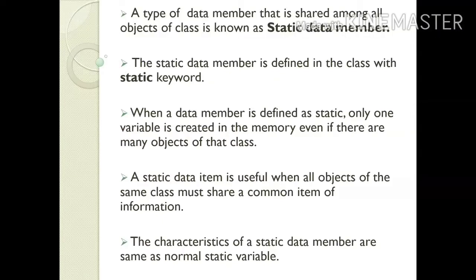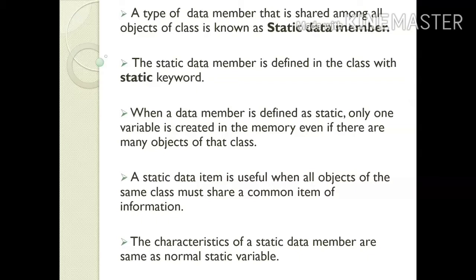A type of data member that is shared among all objects of a class is known as a static data member. The static data member is defined in the class with the static keyword. When a data member is defined as static, only one variable is created in memory, even if there are many objects of that class. A static data item is useful when all objects of the same class must share a common item of information.